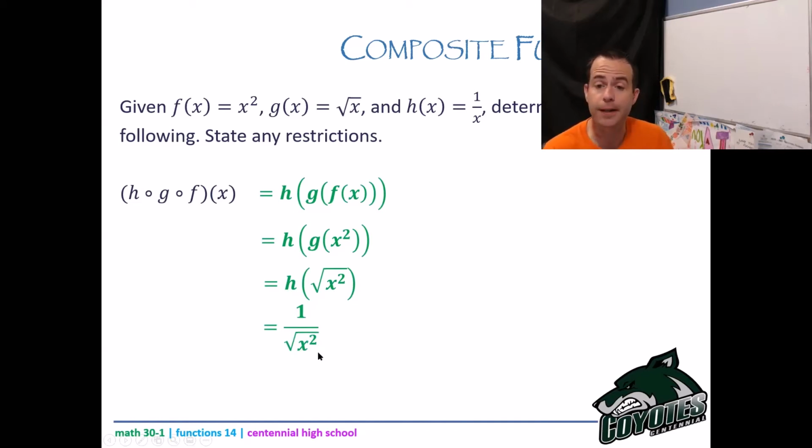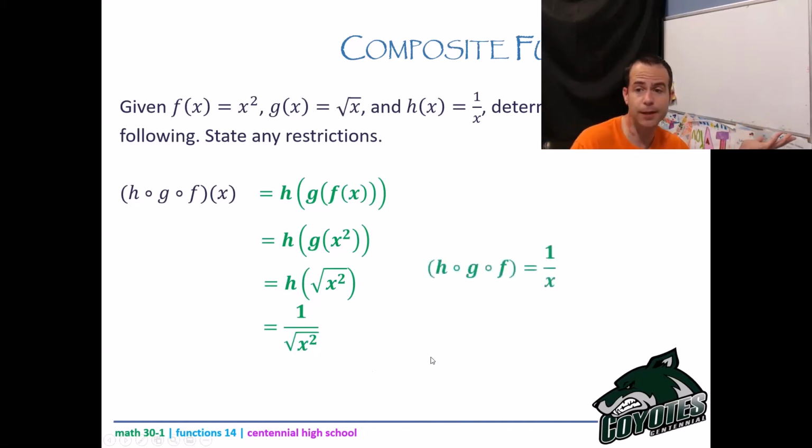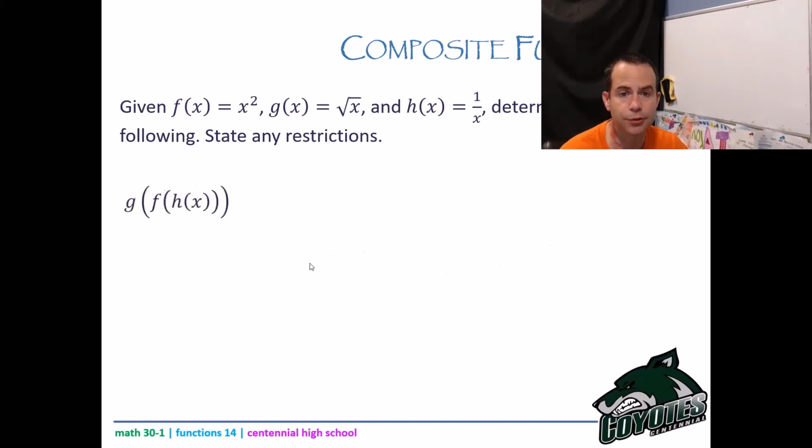Now this simplifies to the exact same thing that it simplified to on the previous slide, but I have different restrictions now because the order of how I did things ended up being different. The only thing I have to say here is x can't be 0 because I have the x on the bottom of the fraction. Okay, and then we're going to try g of f of h of x.